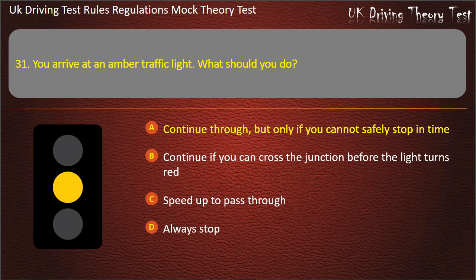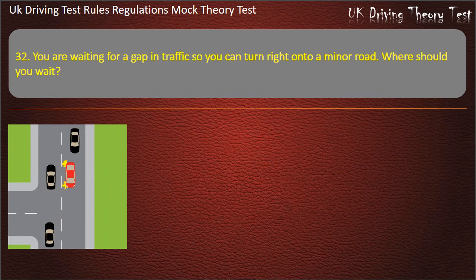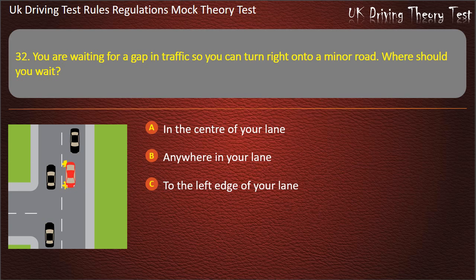Question 32. You are waiting for a gap in traffic so you can turn right onto a minor road. Where should you wait? In the center of your lane. Anywhere in your lane. To the left edge of your lane. To the right edge of your lane. Answer. To the right edge of your lane.